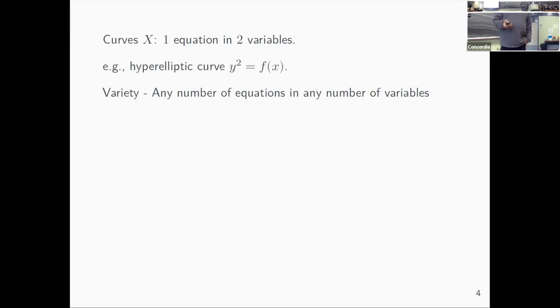The problem that I want to discuss today is mostly restricted to the simplest case, which is curves. So you just have one equation in 2 variables. Even more specifically, a lot of the cases we treat are hyperelliptic curves, y squared equals f(x). In general, one treats varieties, which are any number of equations in any number of variables.